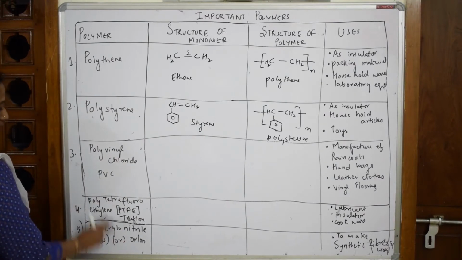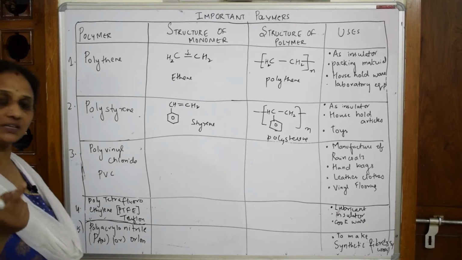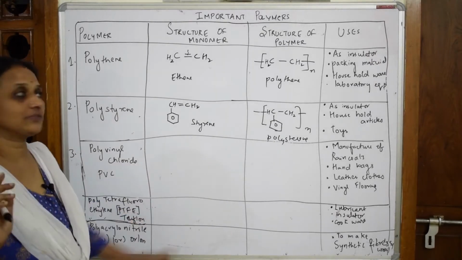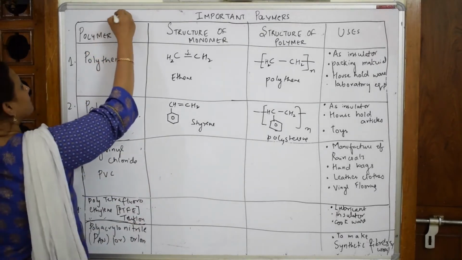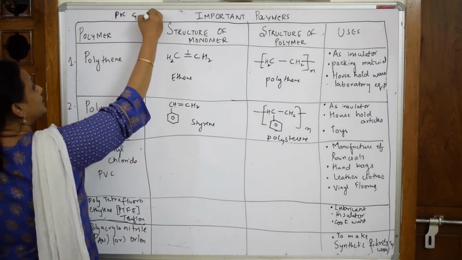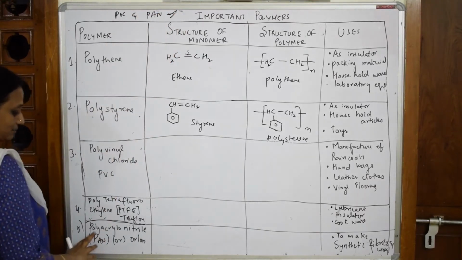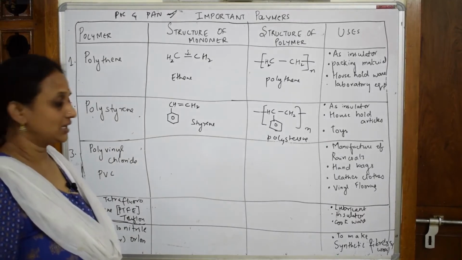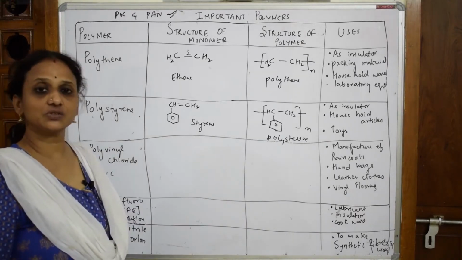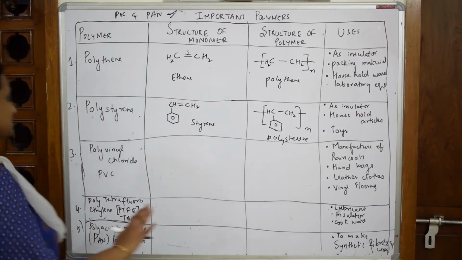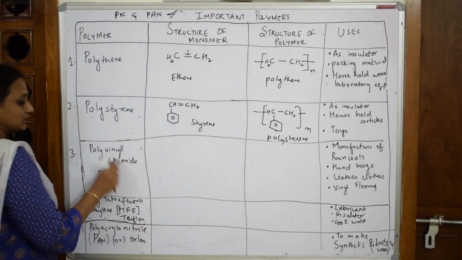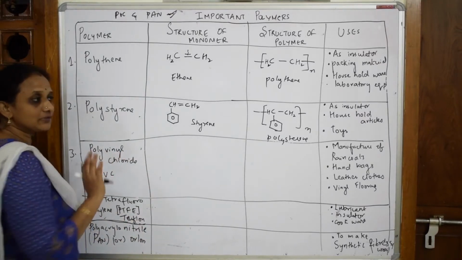PVC and PAN both are almost similar, but the only thing is here you have chloride, here cyano. So remember, PVC structure and PAN structure are similar. PAN means polyacrylonitrile. Applications are also given, used for making synthetic fibers. Let us write. So vinyl chloride. Vinyl chloride we've already learned.